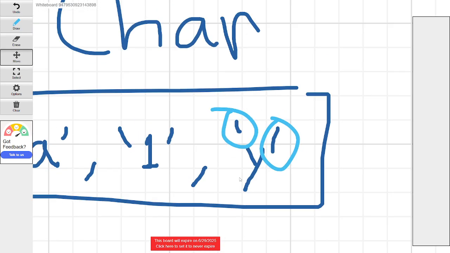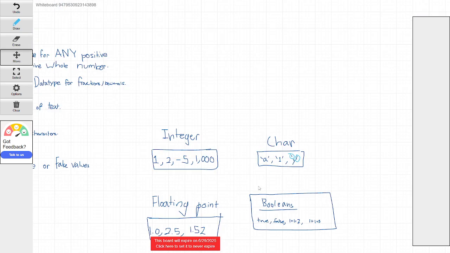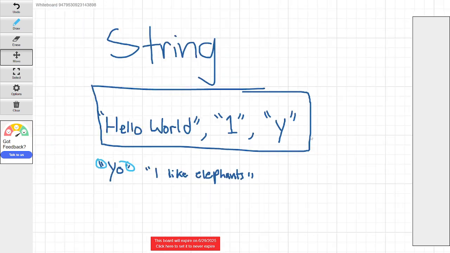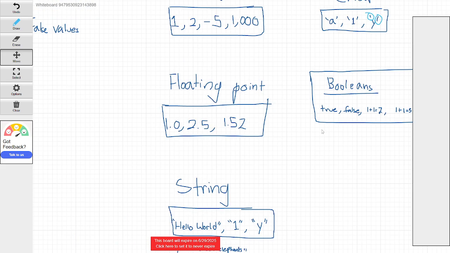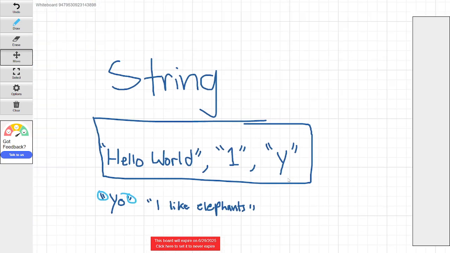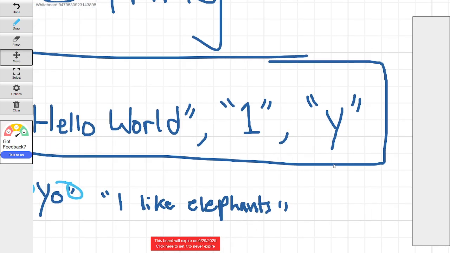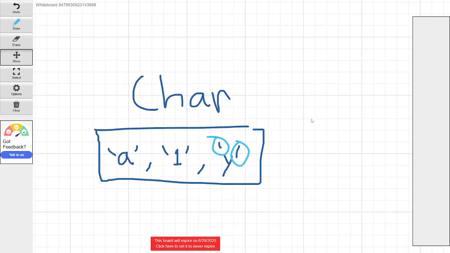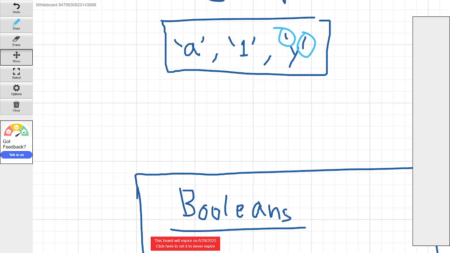But here's where it gets tricky. The y in this example and the y in this example are two completely different things, because this is a string y and this is the character y. So strings can use single characters in their value, but characters always have to use a single value.